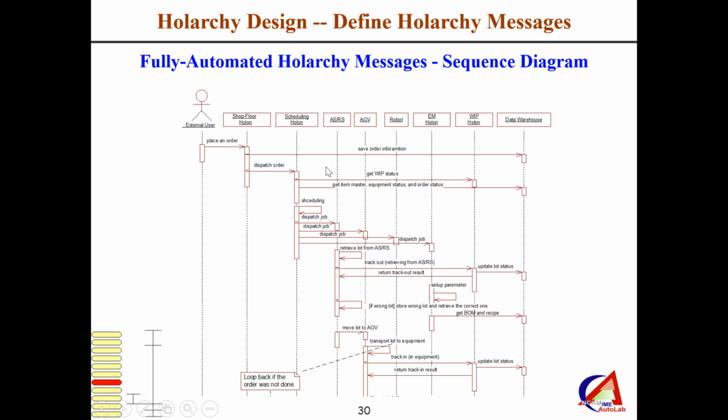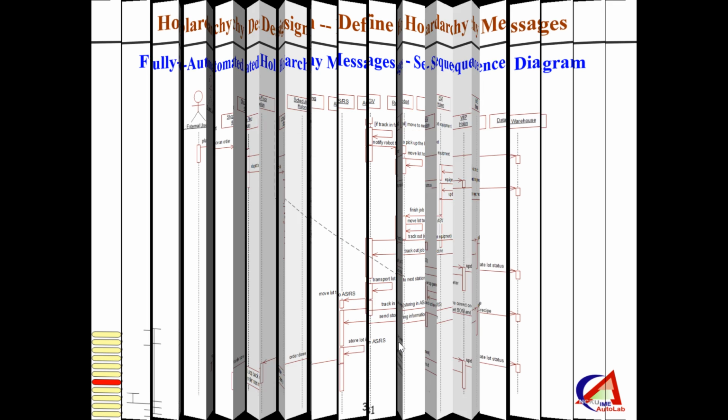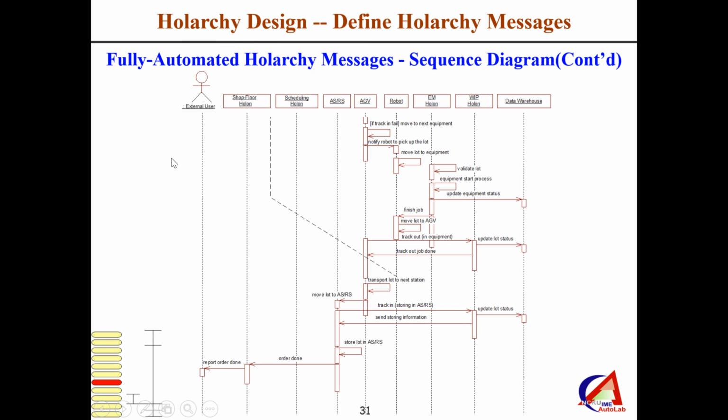What will be the sequence? And draw it down in detail. So this is just half of the plan. We have the second one. You see, continued. Then you need to draw down all of the sequence diagrams.